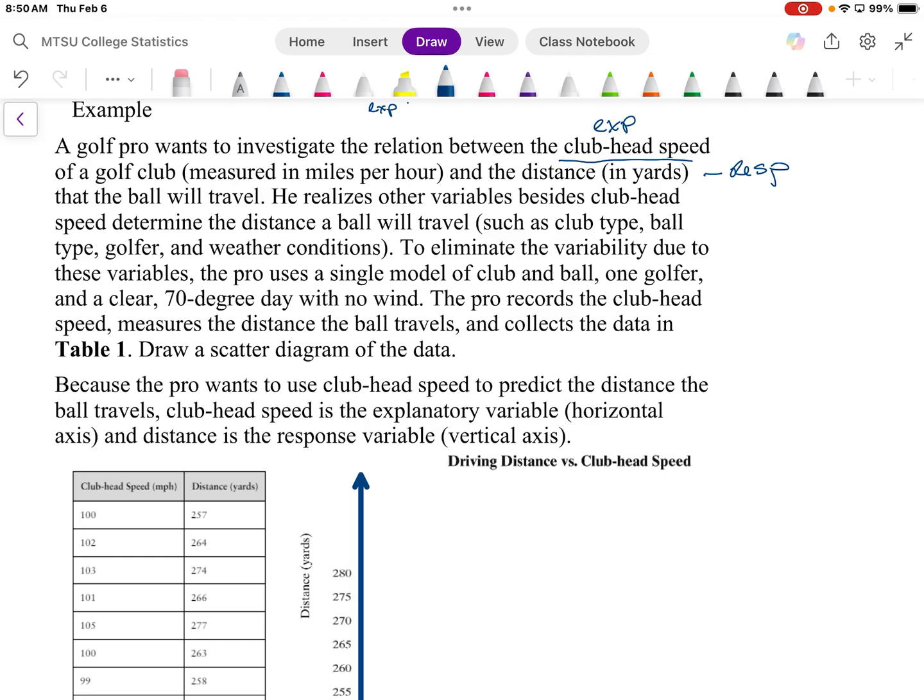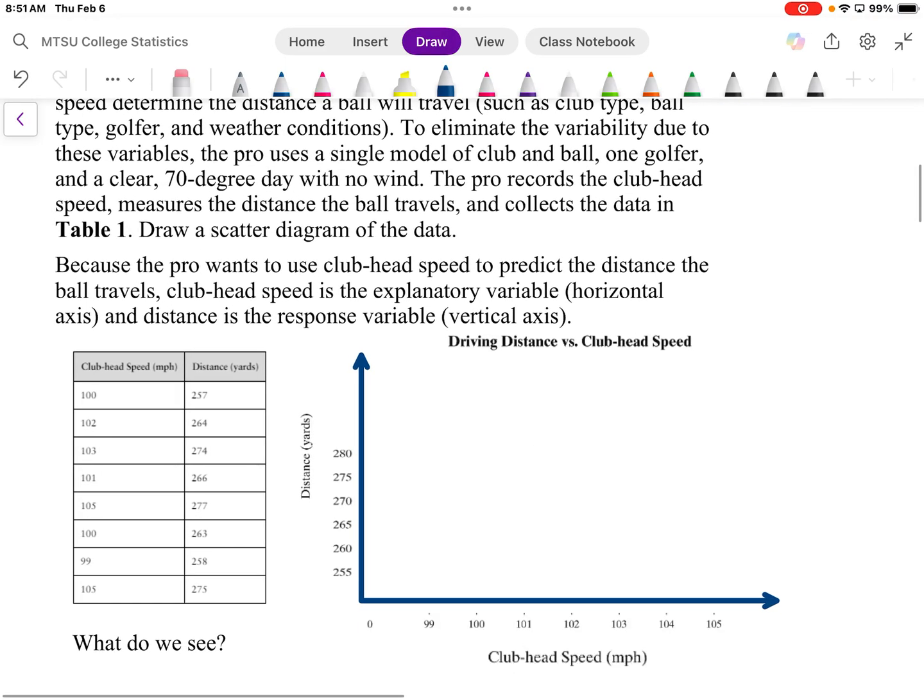To eliminate the variability due to other variables, the pro golfer used a single model of club and ball, one golfer, and a clear, nice 70-degree day. He was trying to get rid of all the lurking variables that could affect stuff. The pro records the club head speed, measures the distance the ball travels, and collects data. They want us to draw the scatter plot, then interpret what we see going on there.